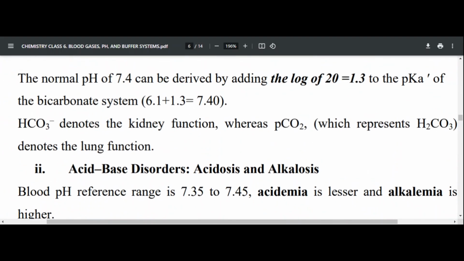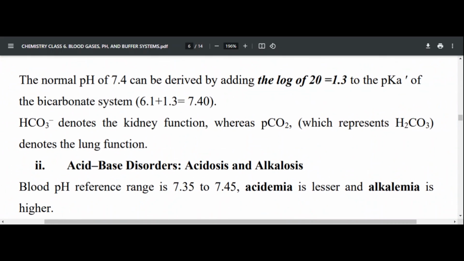So the normal pH of blood is 7.4, and this can be derived by adding the logarithm of 20, which is 1.3, to the pKa of the bicarbonate system, which is 6.1. So this is how you get the pH. pH is not coming from nowhere. It's not coming from nothing.